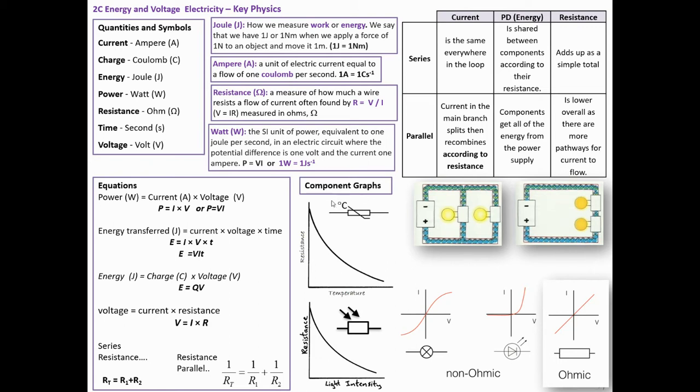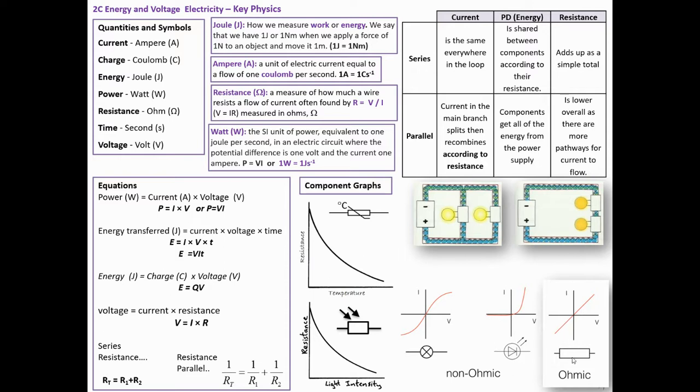We need to know our component graphs. So we've got the thermistor: resistance versus temperature, it drops rapidly, non-linear. Same for light intensity, so a similar idea with these symbols. Non-ohmic conductors, so we're thinking of diodes and light bulbs. You get a funny little graph where it curves, it switches on at about 0.65 volts, and in the reverse direction, pretty much nothing flows.